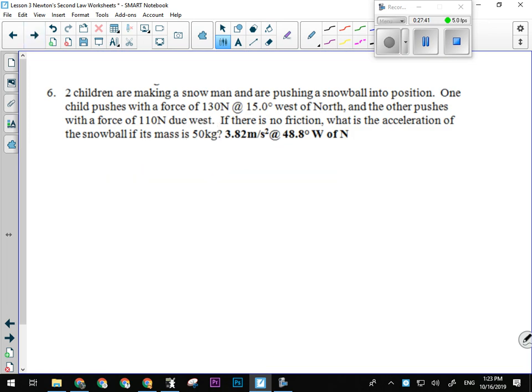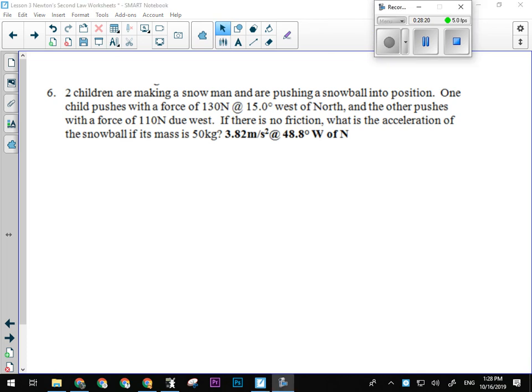Okay. Now, this one, similar to the last one, except now instead of all the forces being collinear, the forces will need to be added up using a vector diagram. So we're going to do some vector addition on this one. There's no friction, so your life got a little easier. But there are two pushing forces that are not in the same direction. So, free body diagram, vector diagrams, vector sum of all forces, go from there. We want the acceleration of the snowball.